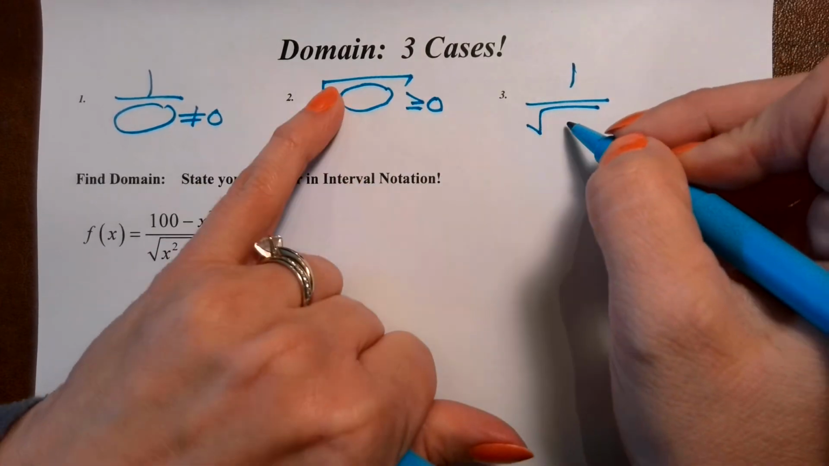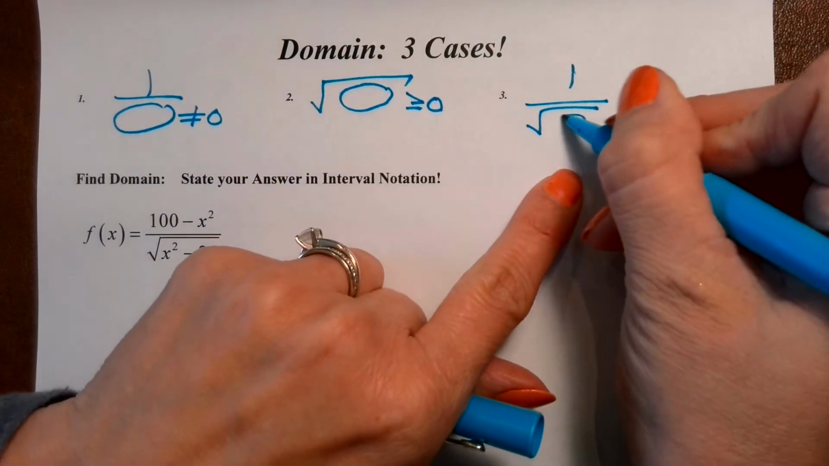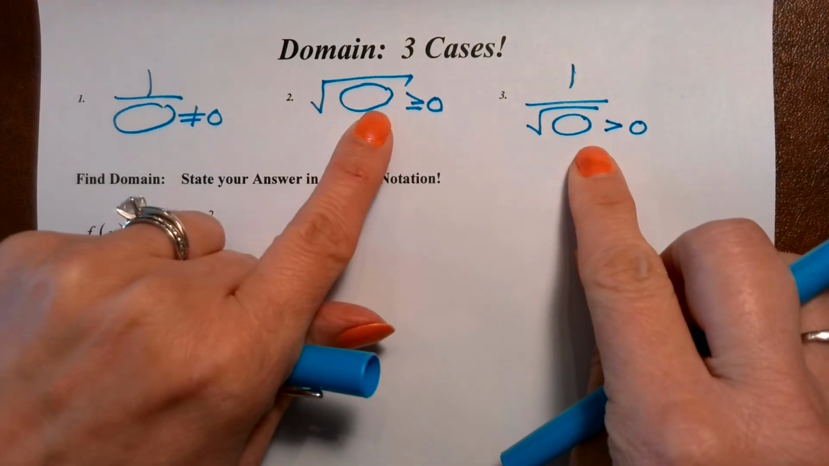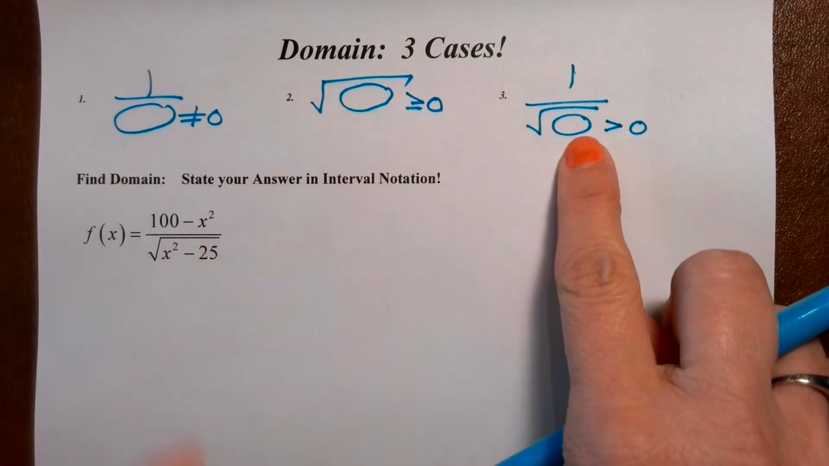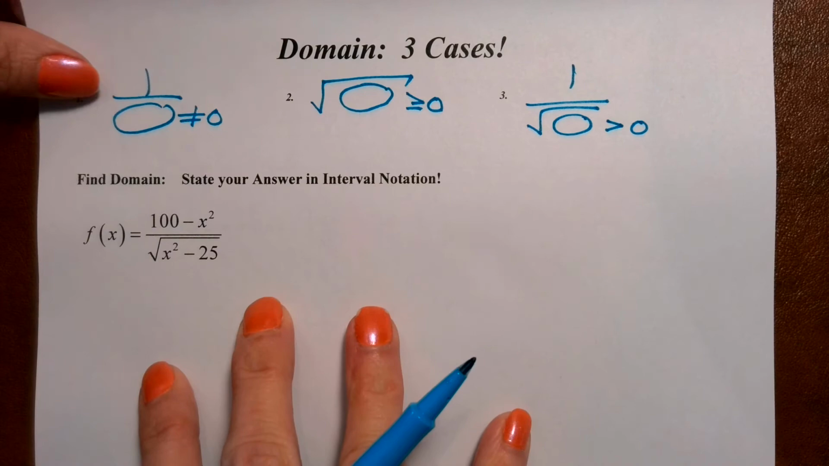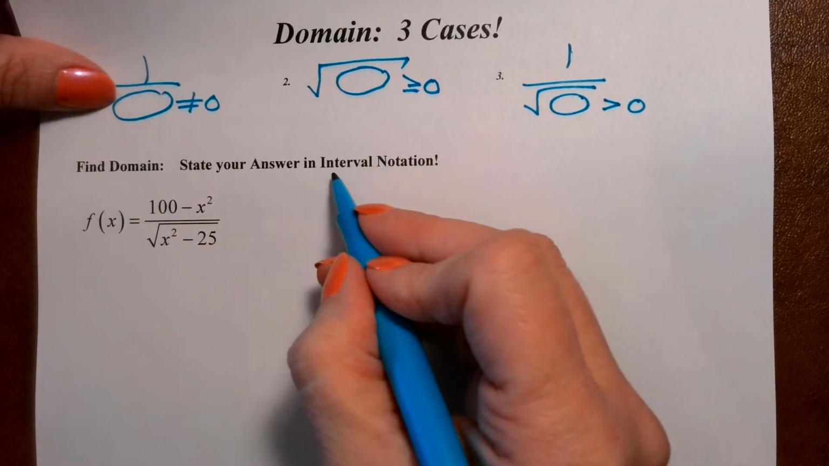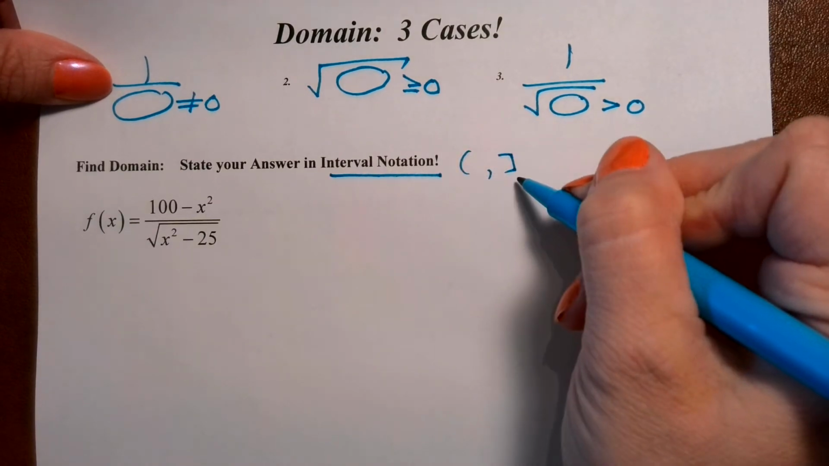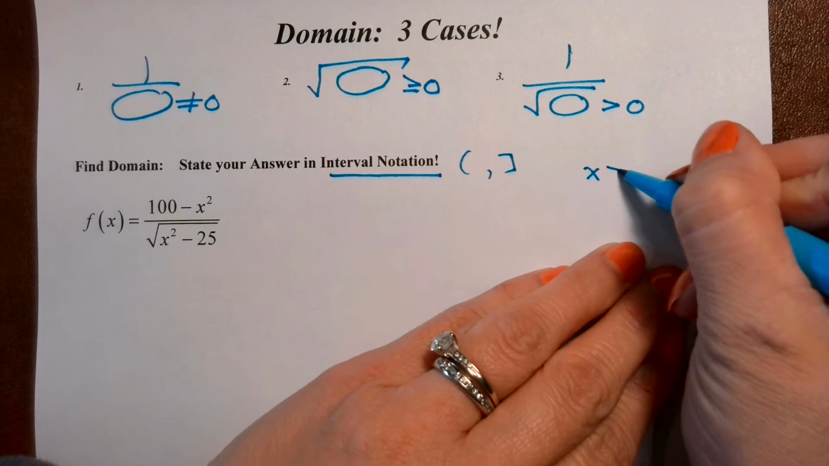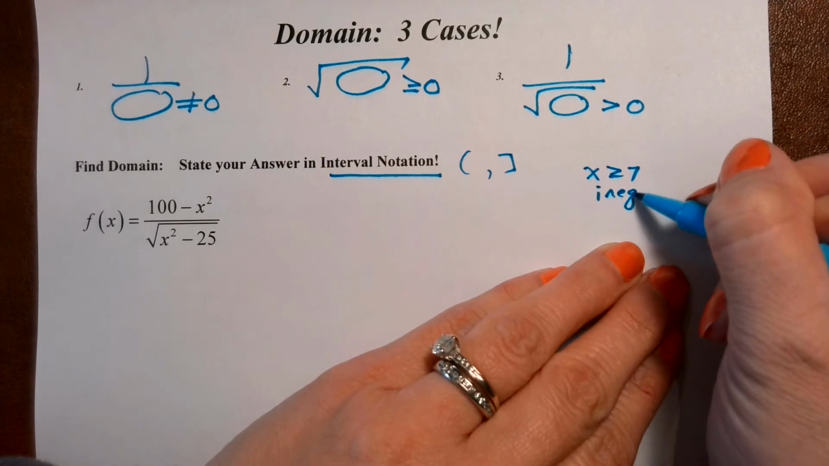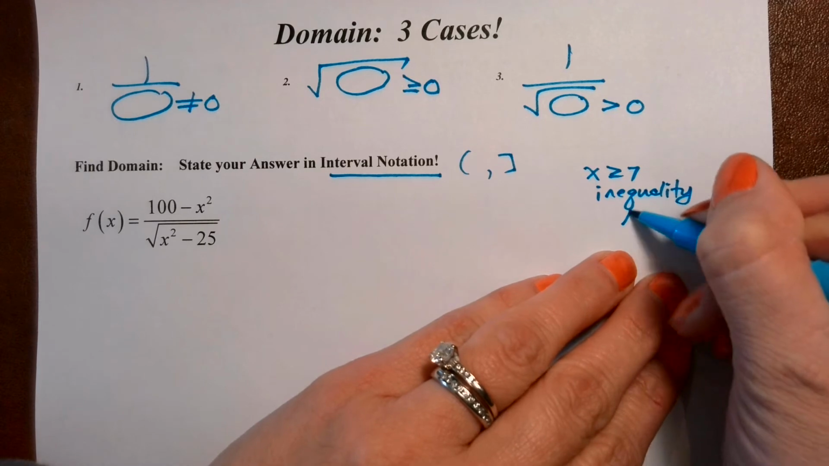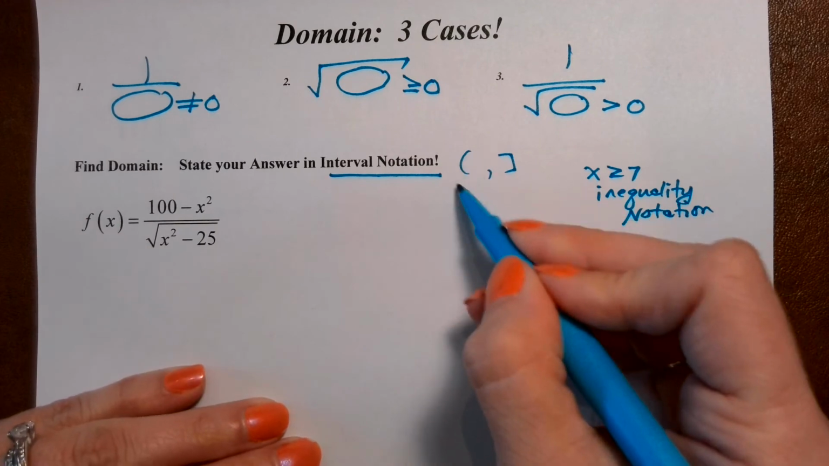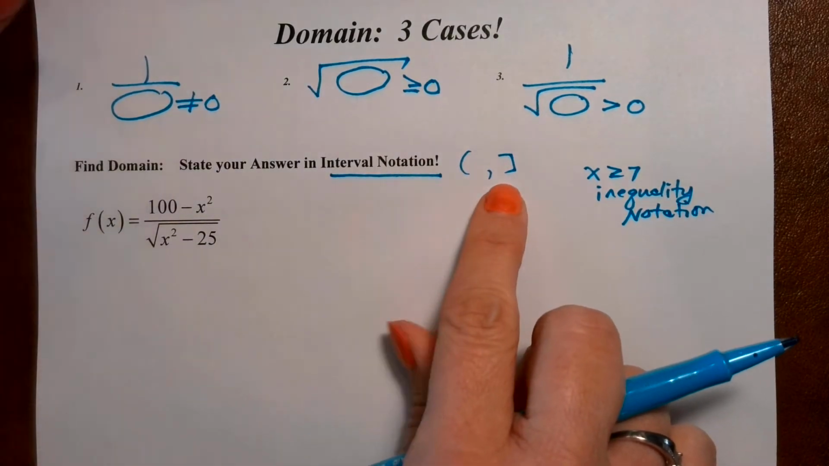If you happen to have the radical in the denominator, this expression has to be strictly greater than 0. Not negative because of the radical, not 0 because of the denominator. Okay, so take a look at these right here. State your answer in interval notation. So that means the symbols that have the parentheses and the brackets. When it says x is greater than or equal to 7, that's called inequality notation. Inequality is the not equal symbol, and interval means the parentheses and brackets. So this is how they want us to say our answer.